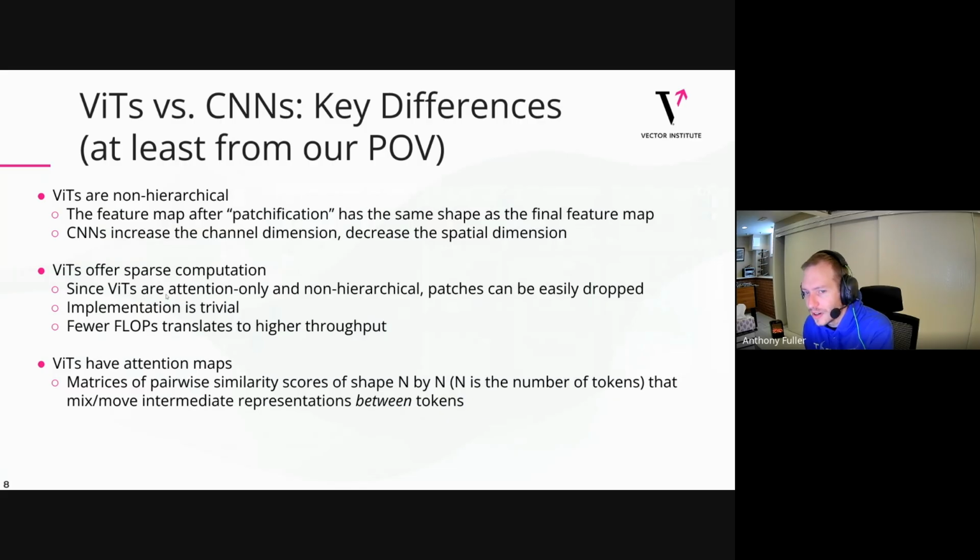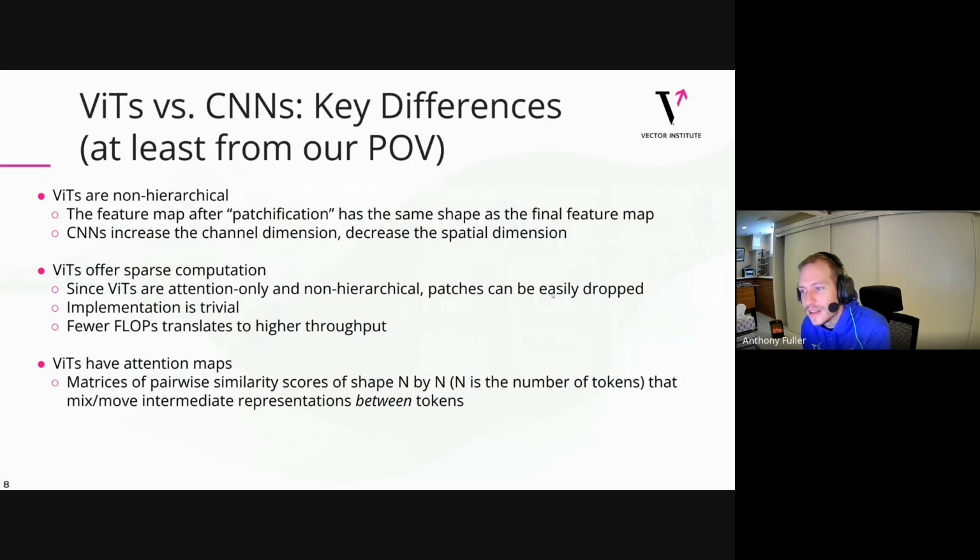Since ViTs are attention only and non-hierarchical, patches can be easily dropped. And implementation is trivial. It's just one line of code. You just index from your tensor. It's very, very easy to do. And fewer flops actually translates into higher throughputs without needing any sort of fancy sparse computational kernels.